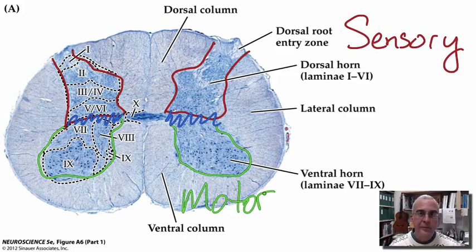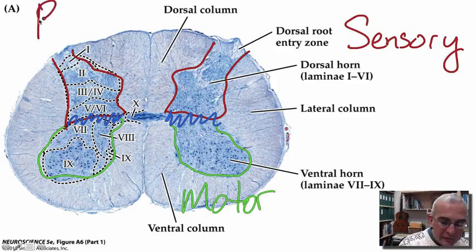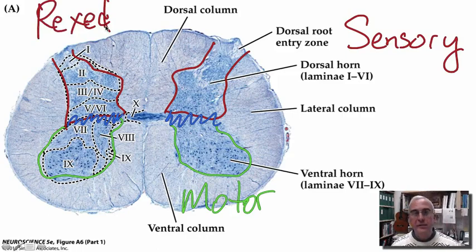And these strips have been recognized by anatomists over the years, and the scheme that seems to have stuck the best was proposed by an anatomist by the name of Rexed, and we call this scheme Rexed's layers, or Rexed's laminae of the dorsal horn. So that's what the Roman numerals are over here to the left side. So the dorsal horn is essentially laminae 1 through 6.